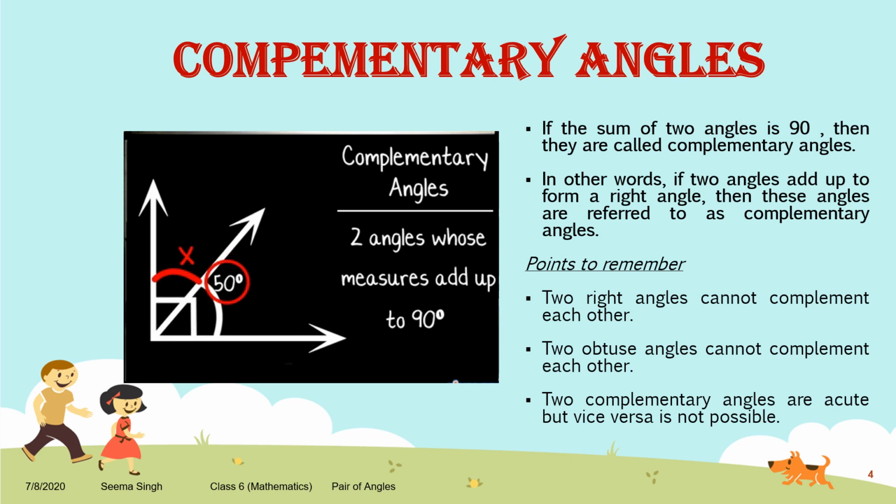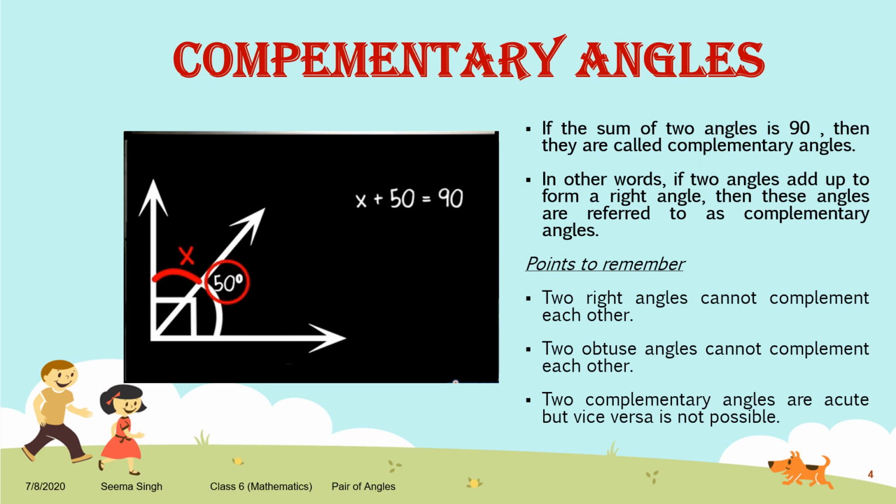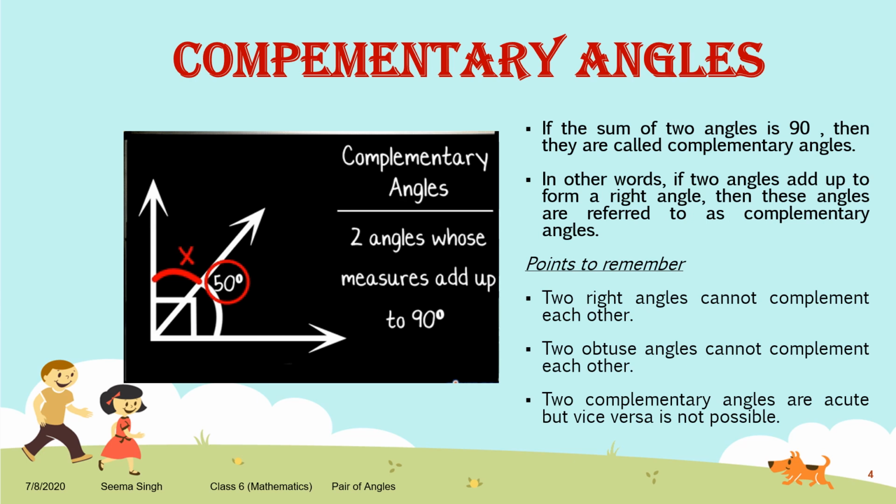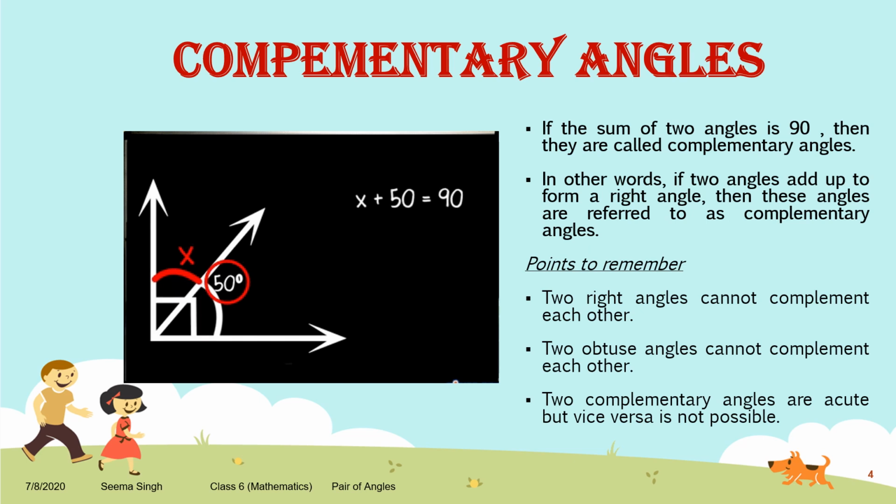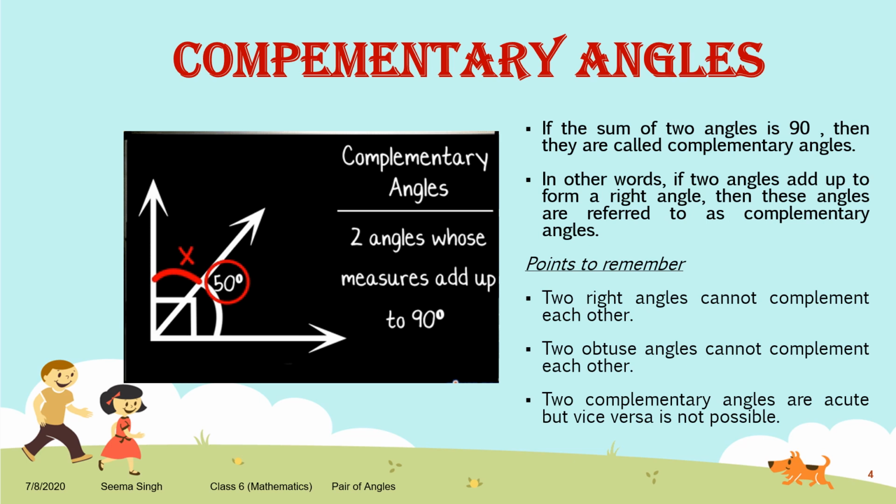Whenever any two angles sum up to 90°, we say that these two angles are complementary angles. In other words, if two angles add up to form a right angle, then these angles are referred to as complementary angles. Whenever we have two angles which add up to a right angle, we refer to the two angles forming the right angle as complementary angles.